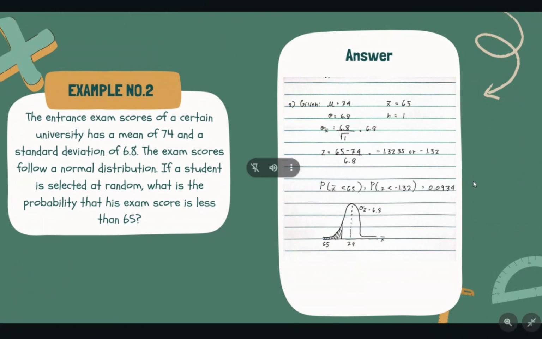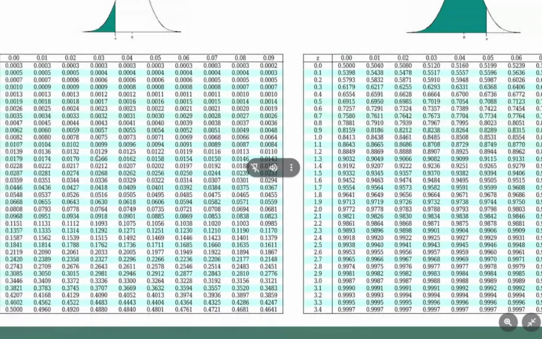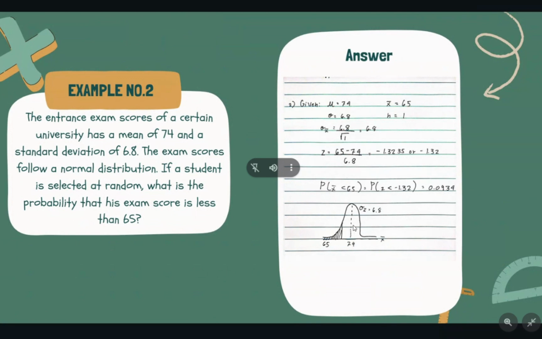It is 0.0934. Going back to the table: -1.3, and our second decimal value is 2, is 0.0934. So that is our answer for our Z-score. Going back to the example, we are going to graph it. Still the mean is in the middle, 74, our standard error is 6.8, and our probability of 0.0934 is the shaded part.